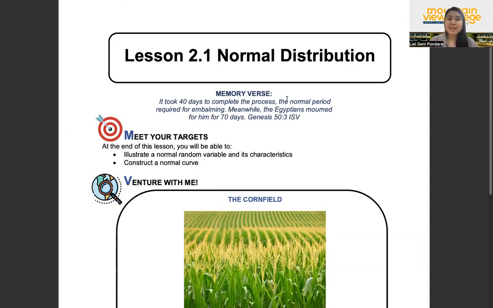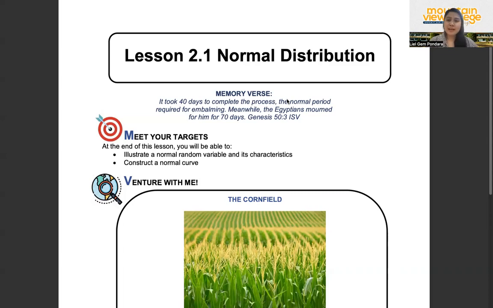It says, "It took 40 days to complete the process, the normal period required for embalming. Meanwhile, the Egyptians mourned for him for 70 days." The keyword is normal. What is the normal period for embalming? If they say it's for 40 days.